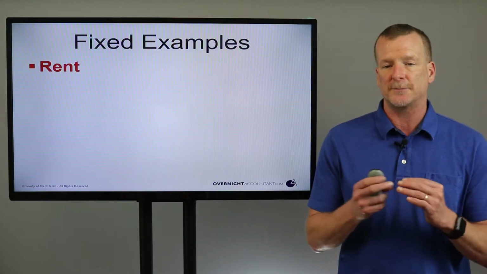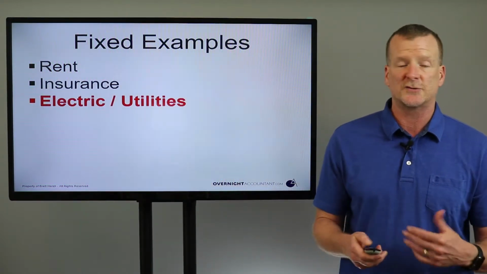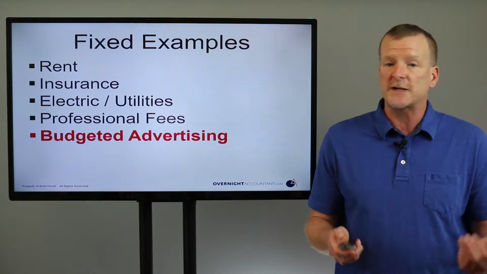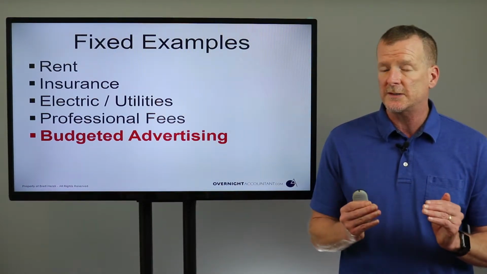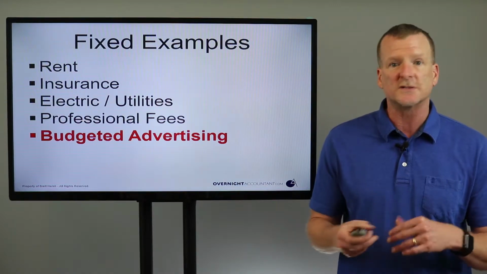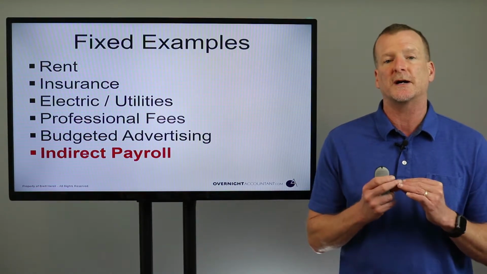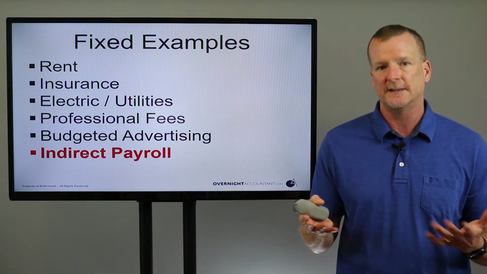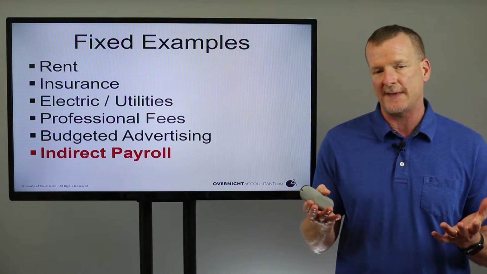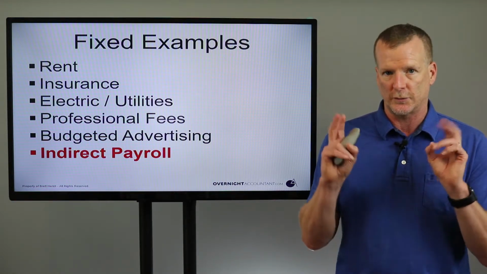So let's give you some examples here. Some common examples are rent, insurance, electricity, your utilities in general, professional fees, advertising. You've got certain budgeted items that aren't directly related to your product or service, such as advertising and indirect payroll. Now, I say indirect payroll, but honestly, most of your payroll is going to be overhead, unless somehow you can really tie that payroll to that product or service, even what they call direct payroll.